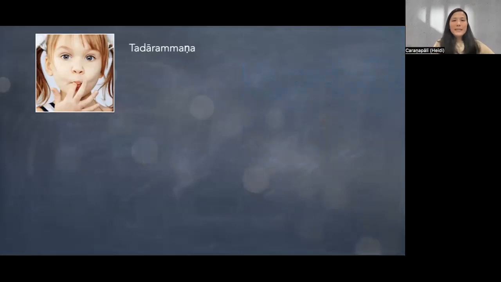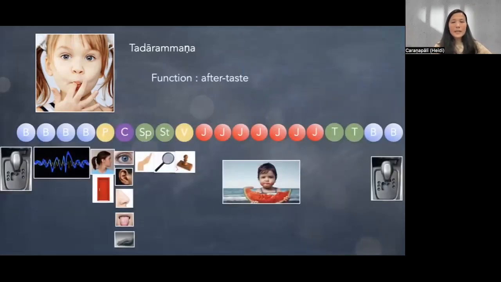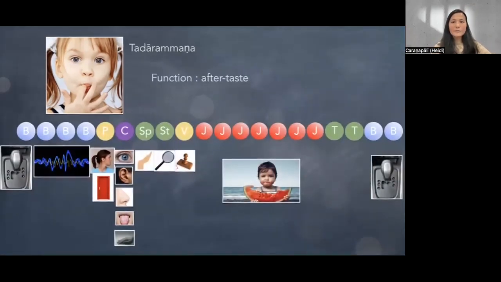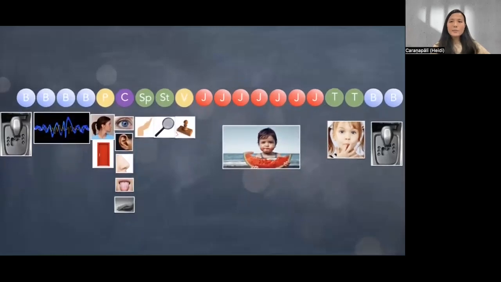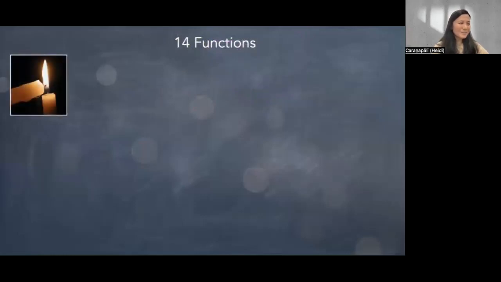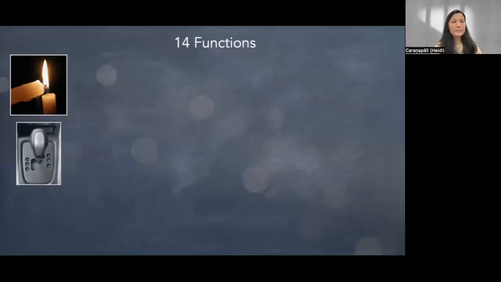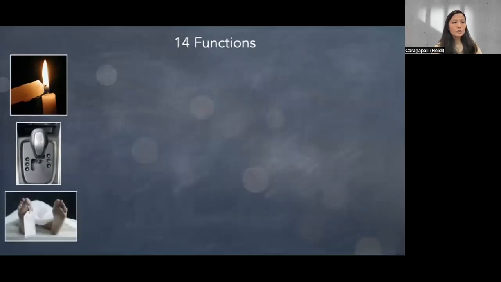Okay. So that's Tadaramana, and its function is the aftertaste, right? With this, we have actually completed all the 14 functions, and we are going to now look at which kind of Cittas perform which function. Okay. So let's do a quick review of what kind of functions there are. We have rebirth linking, bhavanga, Chuti.